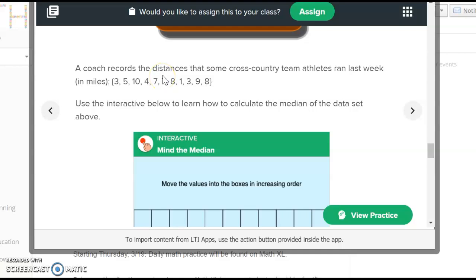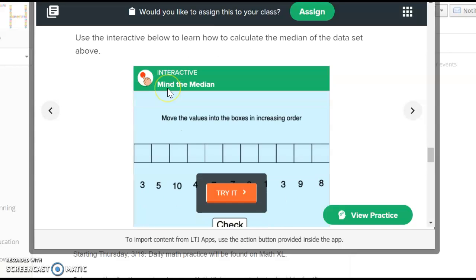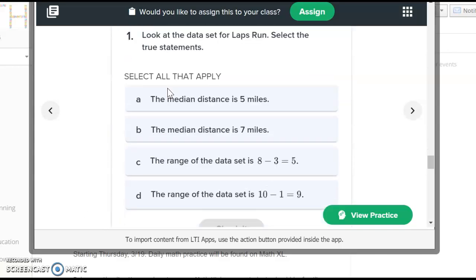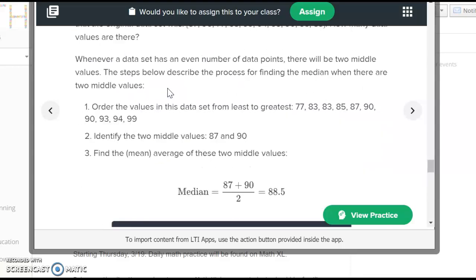If it's an even number in your data set, then it's going to come down to two middle numbers, and you have to find the median, or you could look at it as finding the mean of those two numbers. Okay? And then, of course, here's some examples and some practice and answer questions.